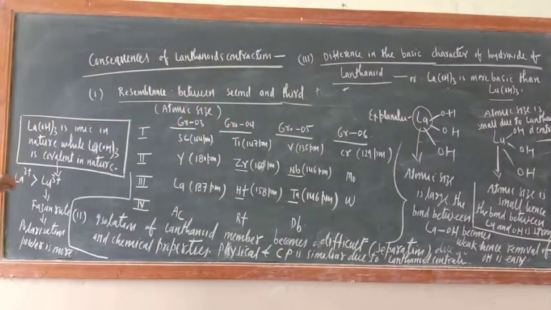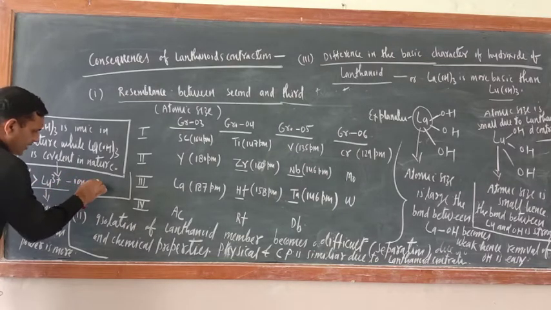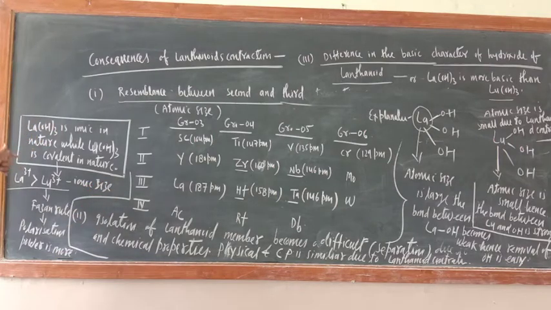Very simple thing is there. Just see, Fajan's rule will work. Lanthanum hydroxide is ionic in nature, so the atomic size is like that, the ionic size is like that. The La3+ ionic size is greater than the Lu3+ ionic size. So just see, which rule will work here? Fajan's rule.